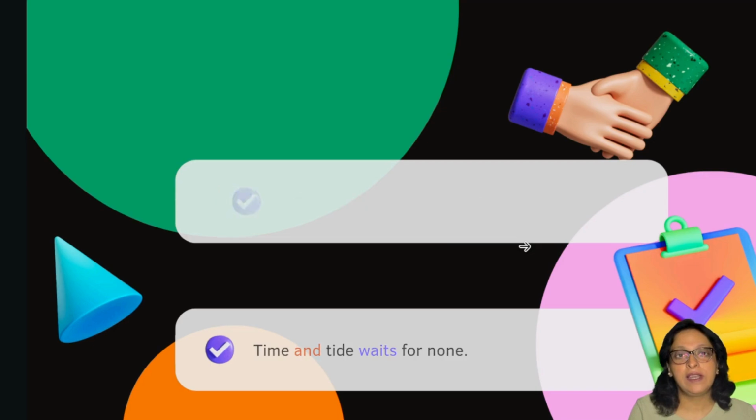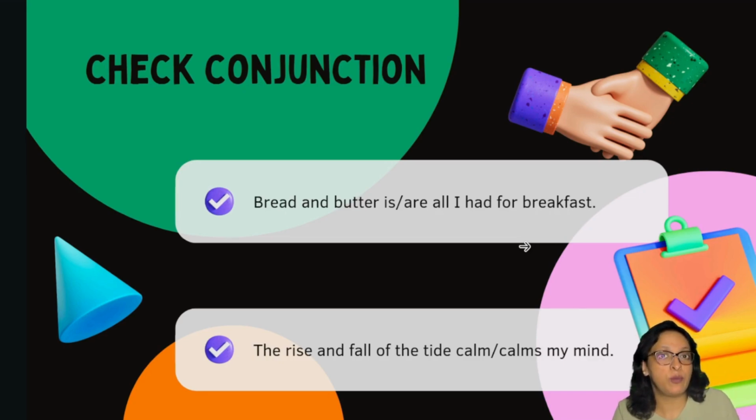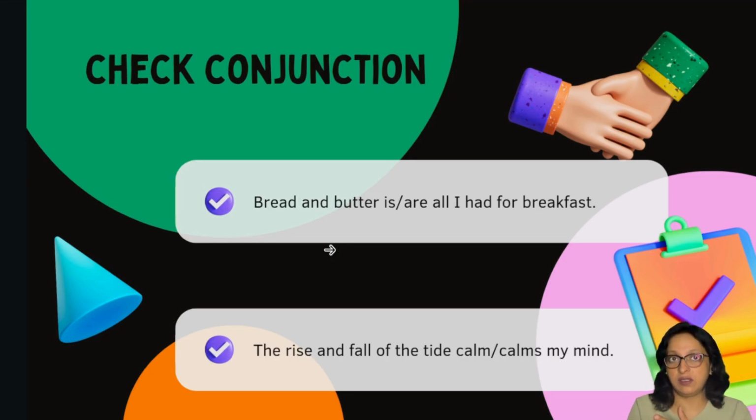Okay. Now let's check another sentence. Bread and butter is or are all I had for breakfast. So what does bread and butter mean? Bread, ideally when we look at it, we can see that bread is one noun, butter is another noun. So that means they are two different subjects. But wait, do they mean a meal? Are we talking about a meal? Yes, bread and butter is what I want to mean that I had for meal. So that's a kind of a meal, bread and butter put together.